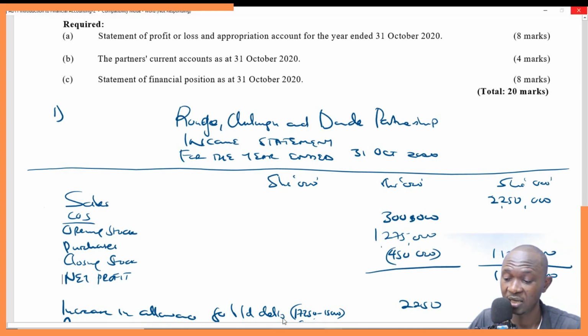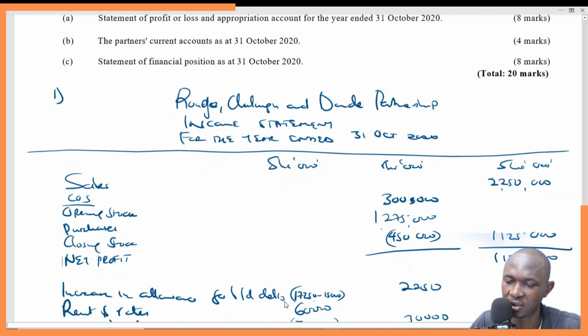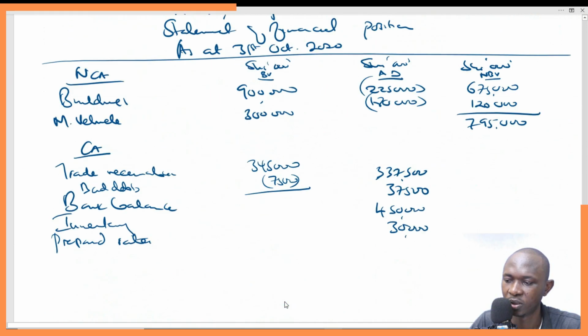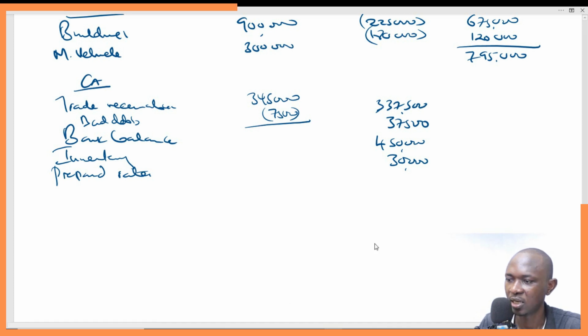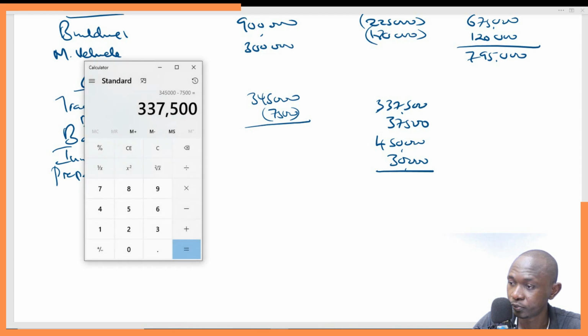So let's get the totals for the current assets. The totals will be 337,500 plus 37,500. What a coincidence. Plus 450,000. Sorry, 450,000.